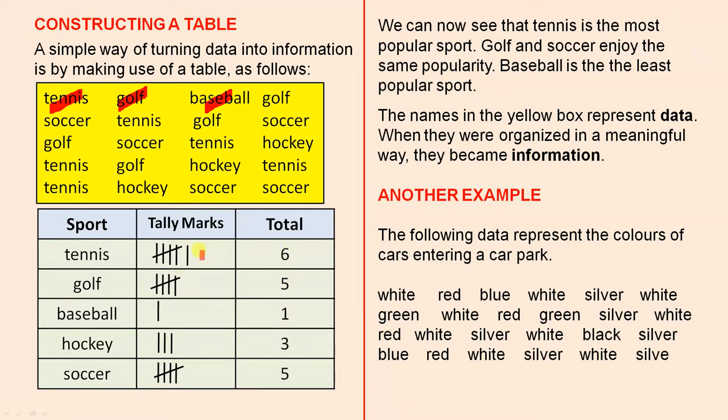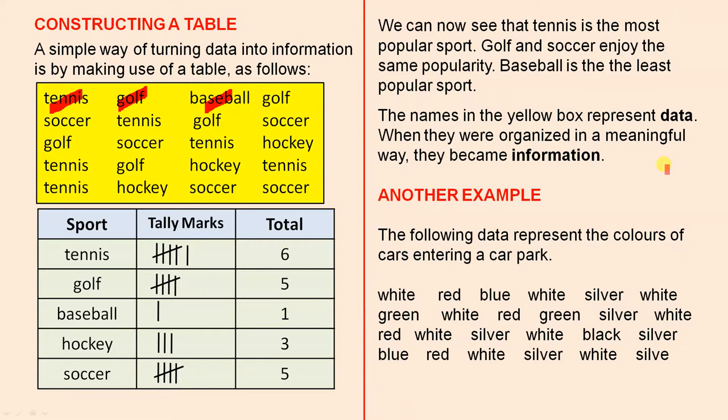Now see the 6 here, 5 plus 1 is 6. That's a bundle of 5, and the others are pretty straightforward. We can see that tennis is the most popular sport. Golf and soccer enjoy the same popularity. Baseball is the least popular sport. Of course, that's only one.